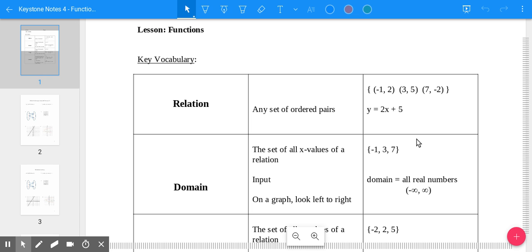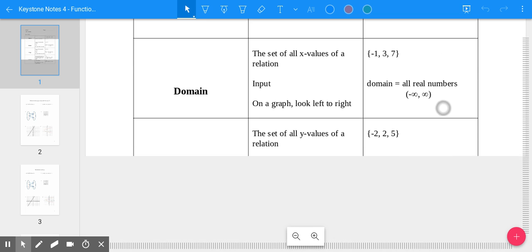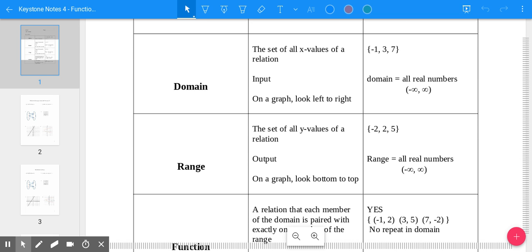First thing we learned about was a relation, which is literally anything that can be written as a set of ordered pairs. So they gave you some examples over here that are just a listing of ordered pairs, something like the equation there could be graphed as a line, but really basically anything that we've gone over in class has been a relation. Then we talked about domain and range.